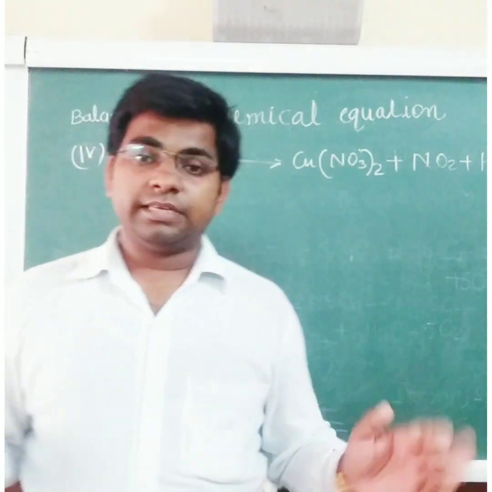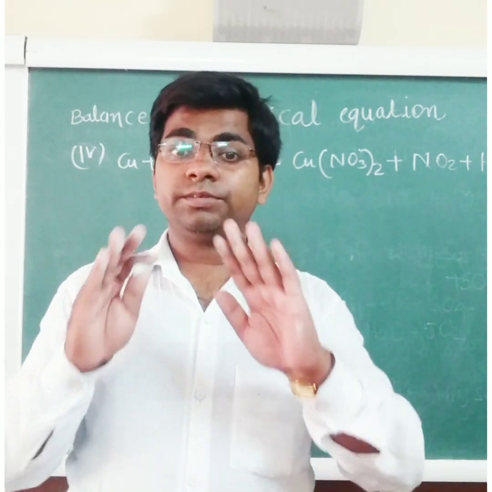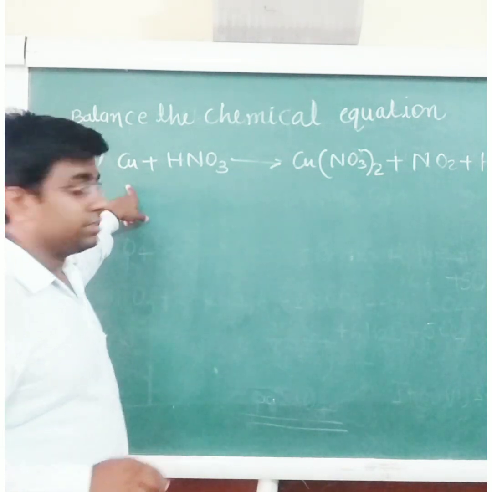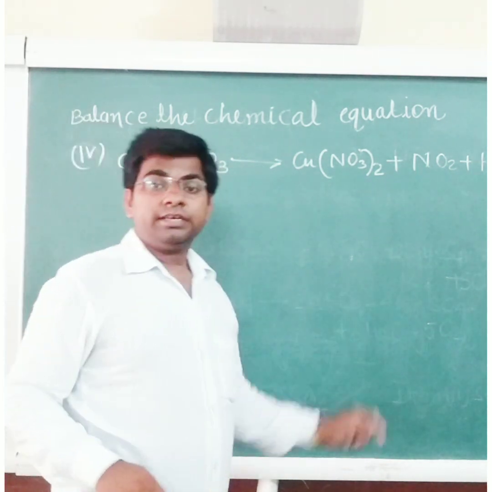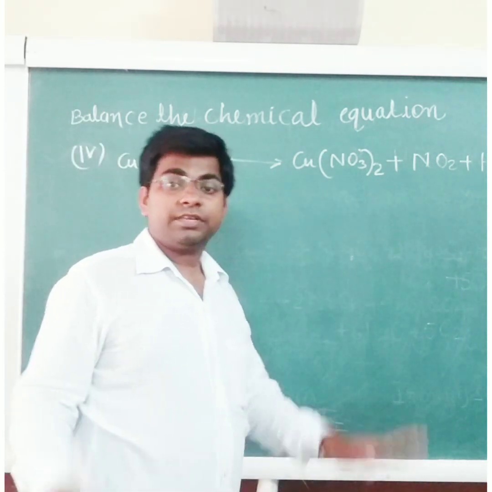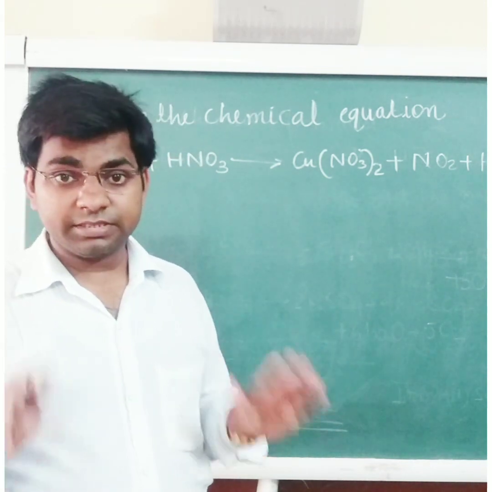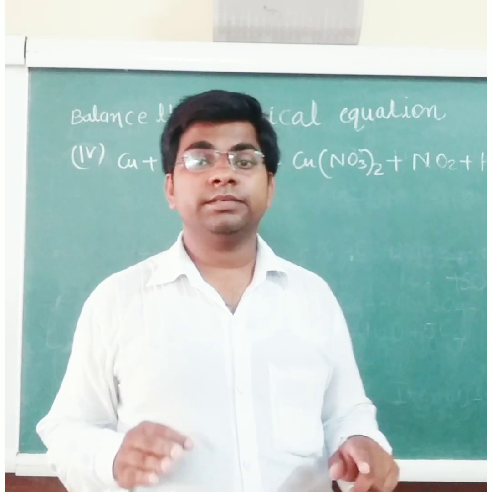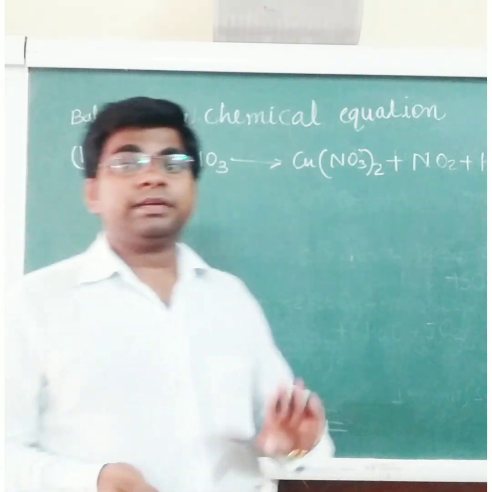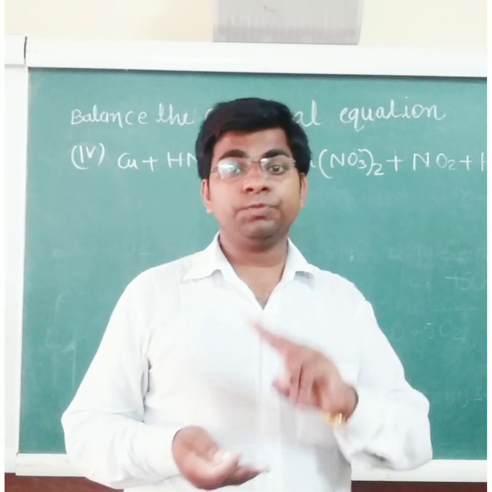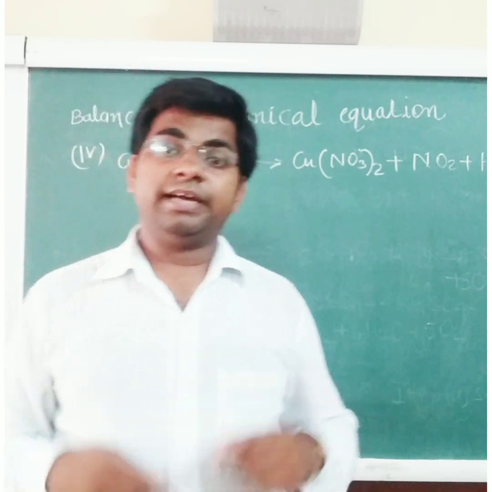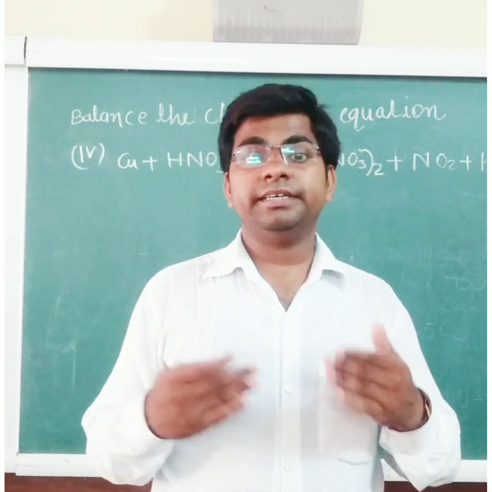This is solved by the partial equation method, not simply, because there are 2 reactions completing. First is the oxidation of the copper and the reduction of the nitric acid. So there are 2 processes. This is balanced by the partial equation method. We can break this equation into 2 parts. The first equation will be completed by the oxidation, and the second equation by the reduction.